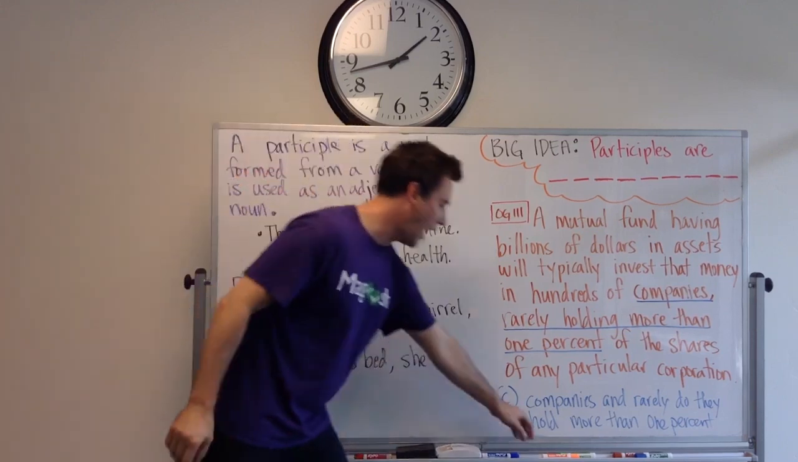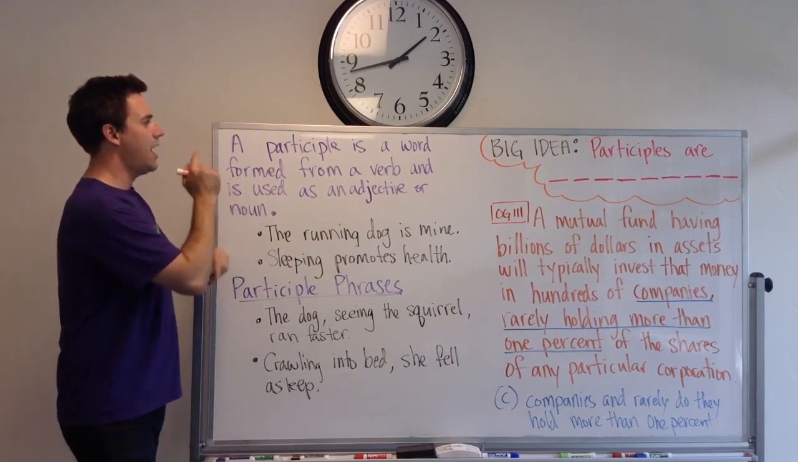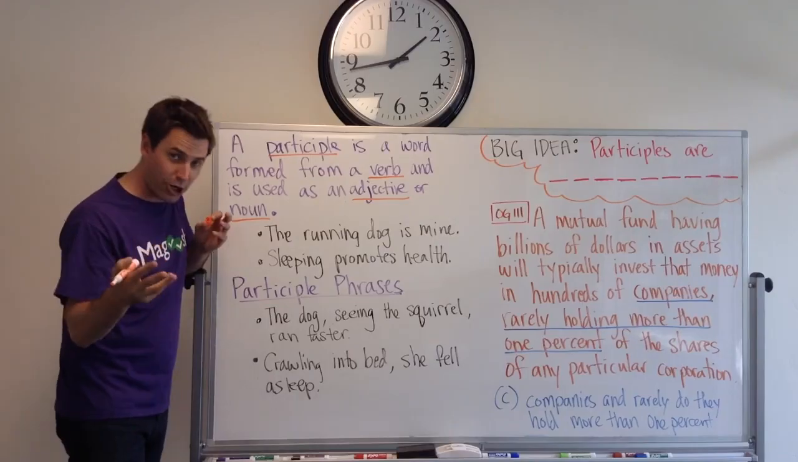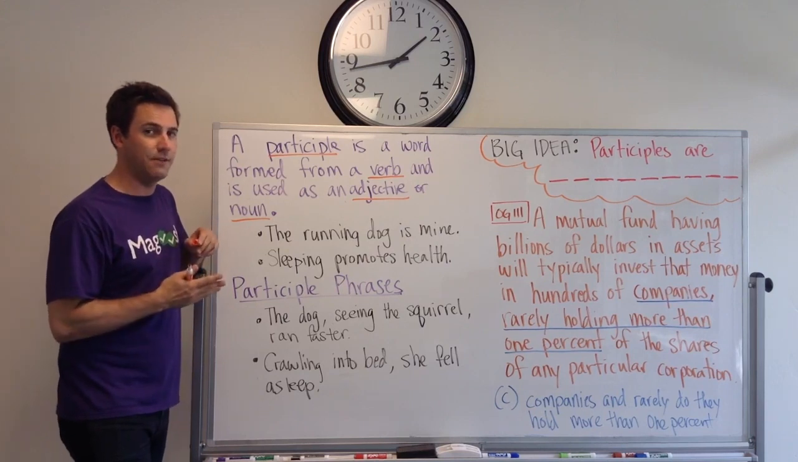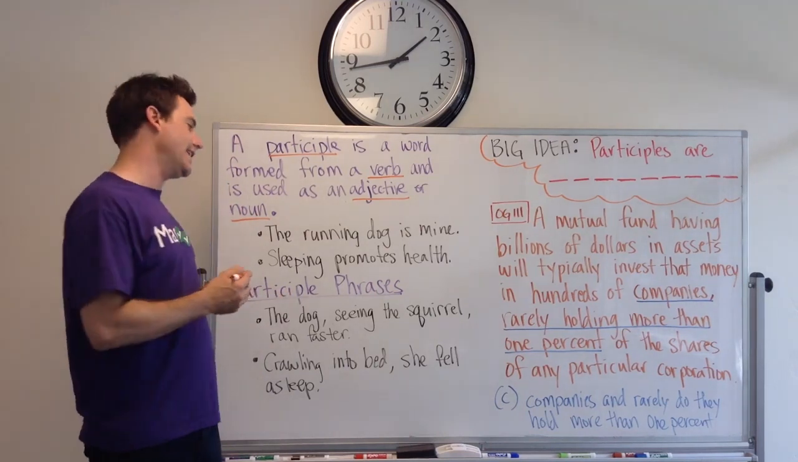Okay, so I've got my trusty orange pen and we can begin. A participle is a word formed from a verb. So we take a verb, and it is used as an adjective or a noun. You change it a little bit, and use it as an adjective or a noun. That sounds pretty straightforward, but when you get into sentences, it can get a little confusing.